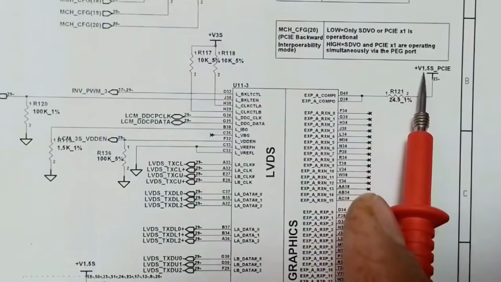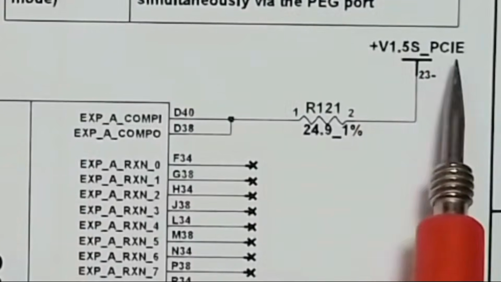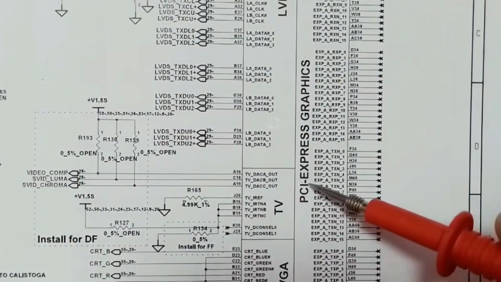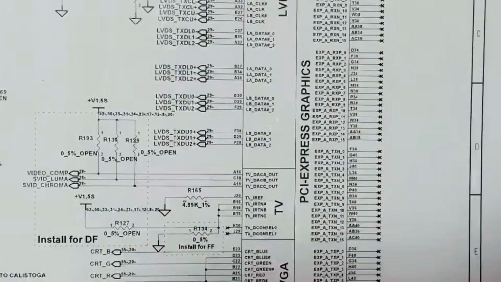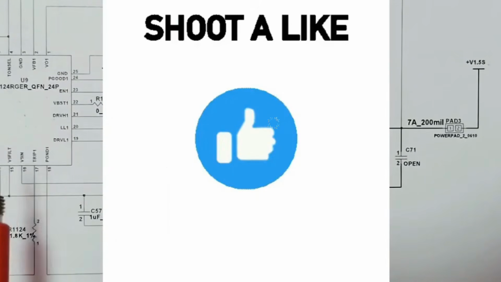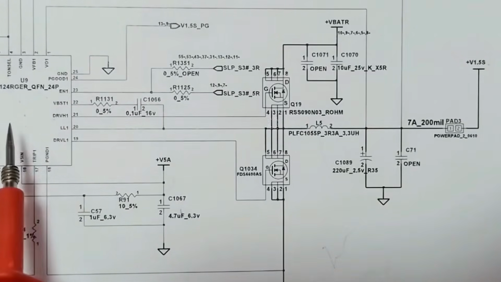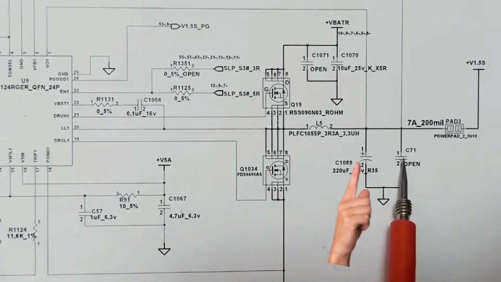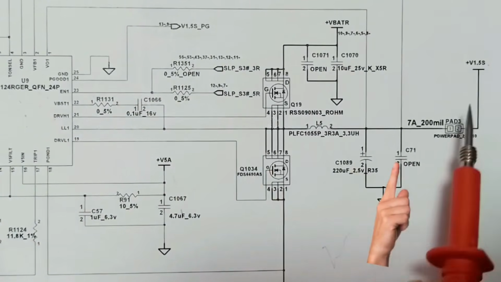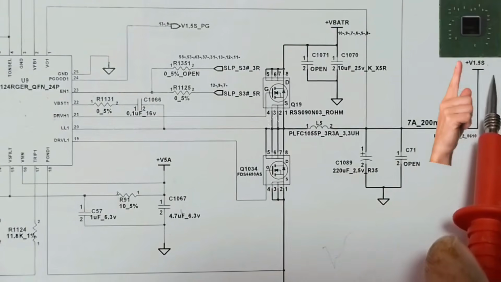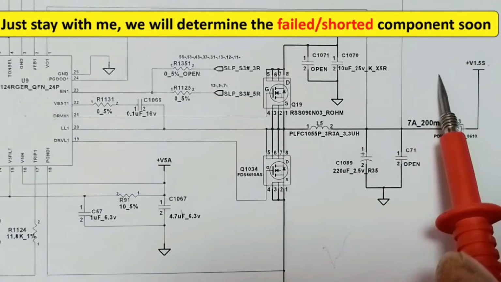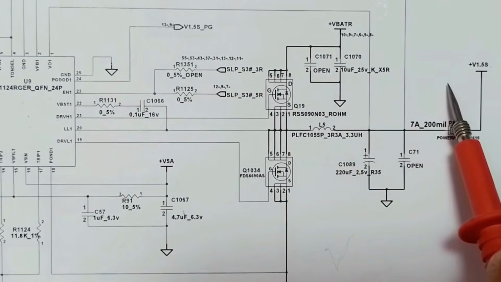Here also, as you can see, we have 1.5 volts for PCIe. As you can see, PCI Express Graphics. I hope that you understand. So the shorted component can be the IC, the MOSFET, one of these two capacitors, or the graphic card. Okay? Because on this side we have the graphic card. Just follow with me. We're going to detect the faulty component step by step.